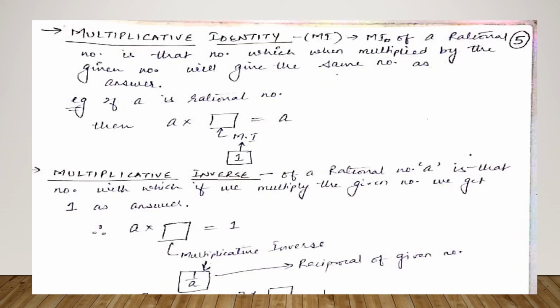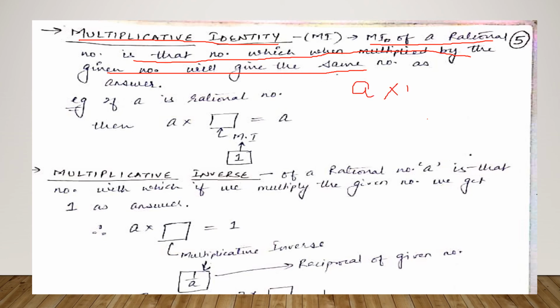Multiplicative identity. The multiplicative identity of a rational number is that number which, when multiplied by the given number, will give you the same number as the answer. So if you have a as a number, what would you multiply in this number to get back the answer as a? Very simple, you multiply it with 1. So suppose you have 3, what will you multiply in 3 to get back 3 as an answer? 1 only. So multiplicative identity is 1. I hope you got this.